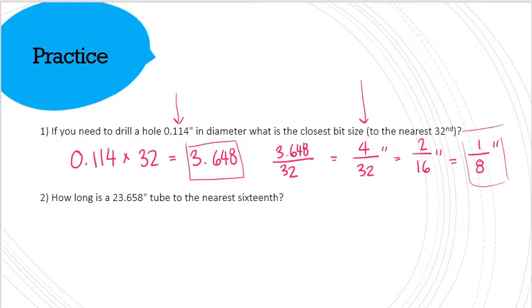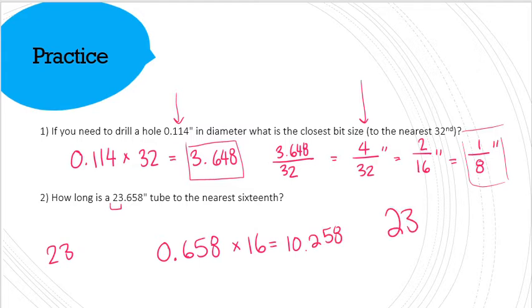Same thing for the second. We have a hole number 23. That's going to be part of our inch measurements. So remembering those 2 ticks are inches. 23 and the nearest 16th of an inch. So I take the decimal part, 0.658, and I multiply by 16. And that gives me 10.258. So I'm sitting at, I know, 23 and 10.258.